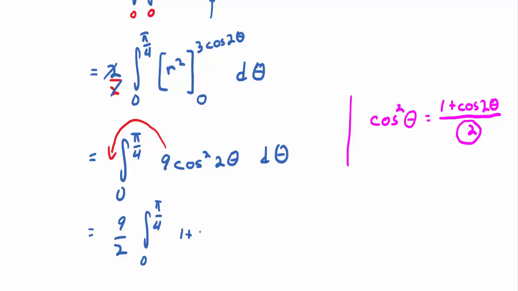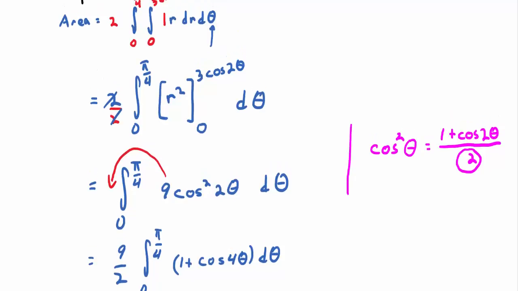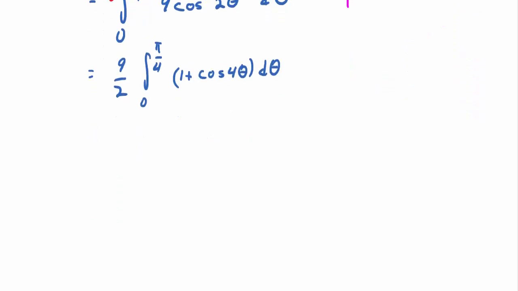Now, does that make sense to you guys so far? So let me try. I can't quite get the whole thing in the picture, but almost all of it. Does that all make sense so far? Okay. So let's integrate. 9/2 on the outside. We integrate 1 with respect to theta. What do we get? Theta.